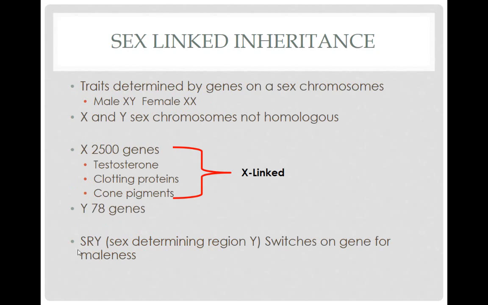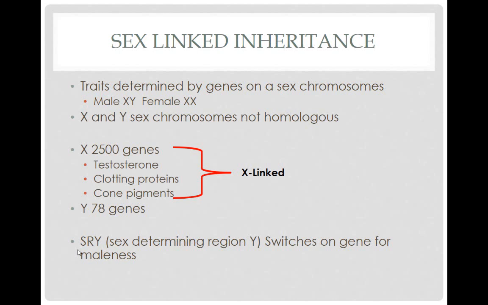Sex-linked inheritance, so the traits are determined by genes on the sex chromosomes. So like I was talking about earlier, in males the sex chromosomes are not homologous. Okay, so you can see that with the female it is, but not with the male. So with the female they have XX, which is homologous, they're the same, but males have X and Y. And so these chromosomes, therefore, on the male are not homologous, they're not the same.